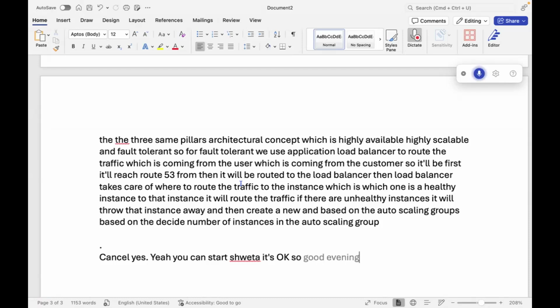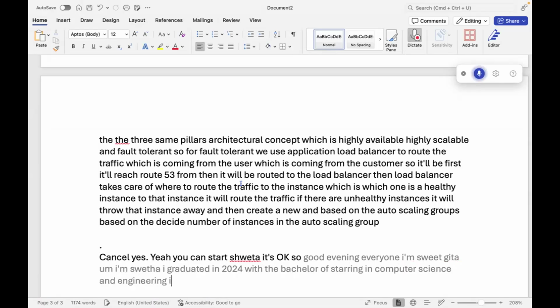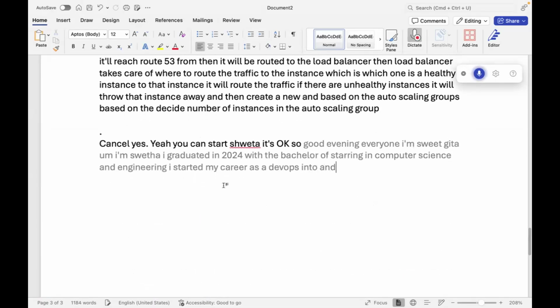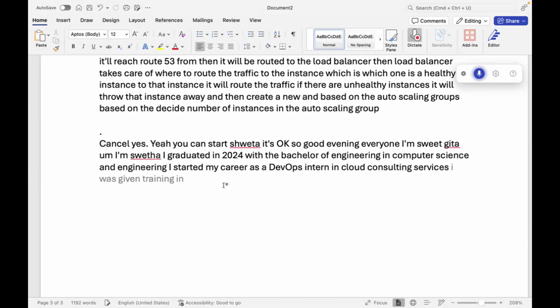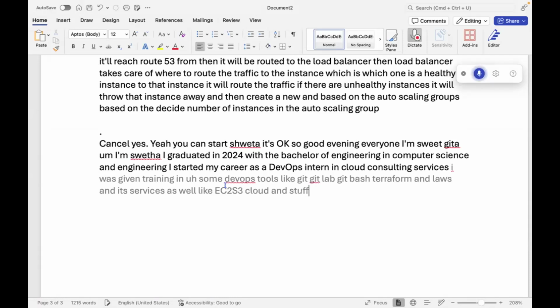I'm Shweta. I graduated in 2024 with a Bachelor of Engineering in Computer Science and Engineering. I started my career as a DevOps intern in CloudTom Consulting Services. I was given training in some DevOps tools like Git, GitLab, Bash, Terraform, and AWS and its services as well, like EC2, S3, CloudWatch, and some others.